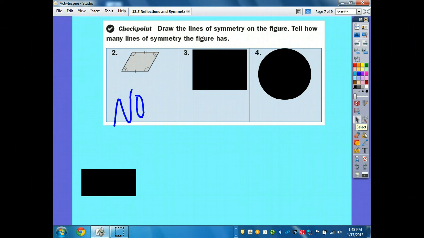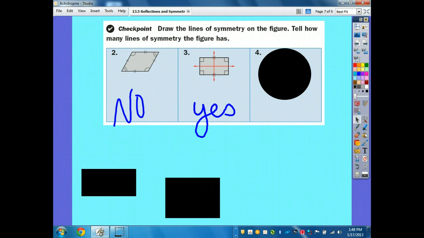How about number 3? Yes. That was pretty easy, isn't it? A rectangle. So we all agree on the yes. Now we have to agree on how many. 2? 4? Who says 2? Who says 4? 2's win.